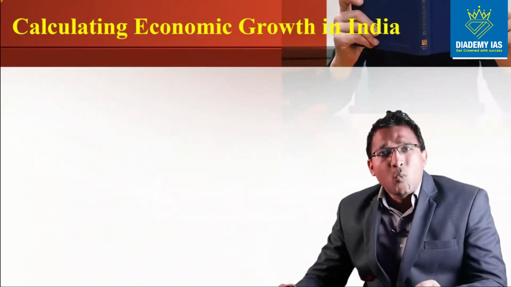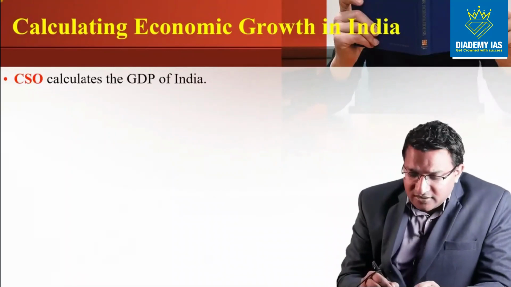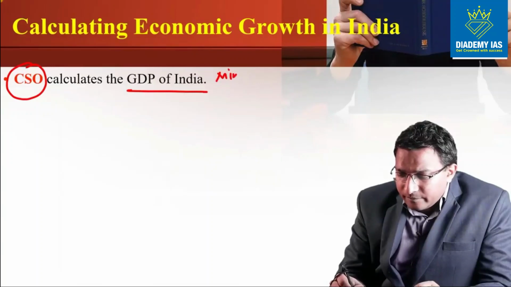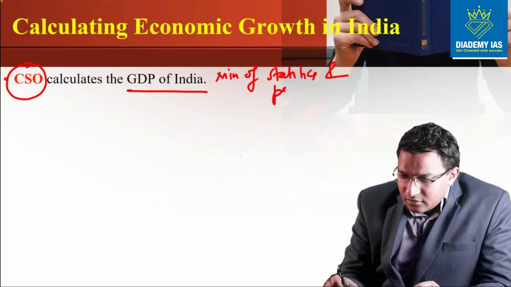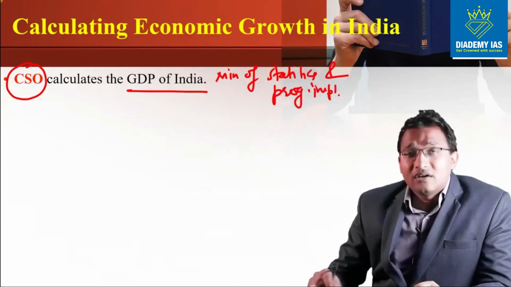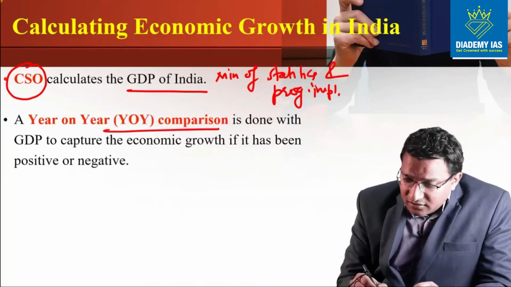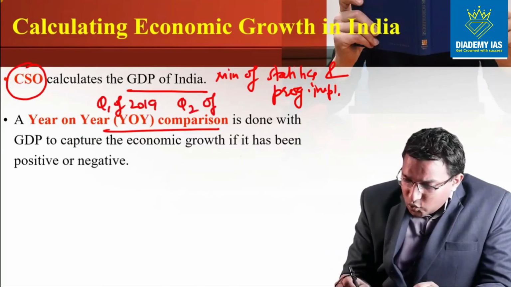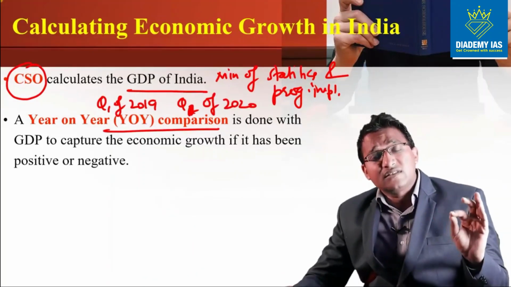Now, what is the system of calculation of economic growth in India? So CSO, the Central Statistics Office, calculates the GDP in India, and this is under the Ministry of Statistics and Program Implementation in the Union Government. There is year-on-year comparison. As I discussed, that Q1 of 2019 is compared to the Q1 of 2020, right? So year on year, the same quarter, the same period will be compared with the previous year.